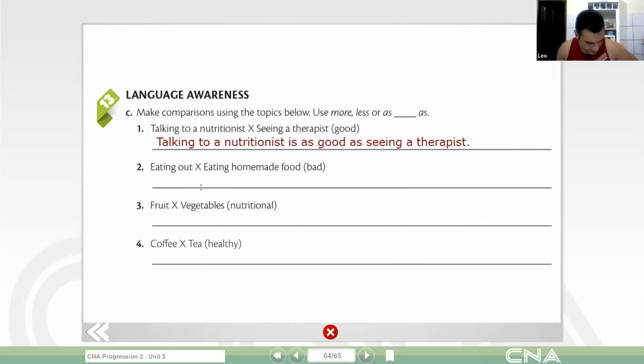Teacher, healthy is a longer adjective? No. Healthy, we use the rule of the short adjective. So healthier. Okay.